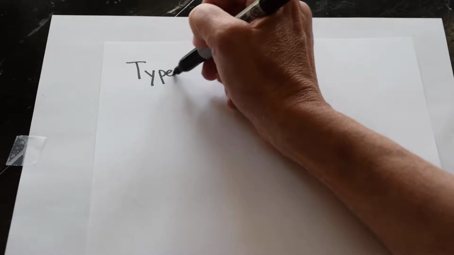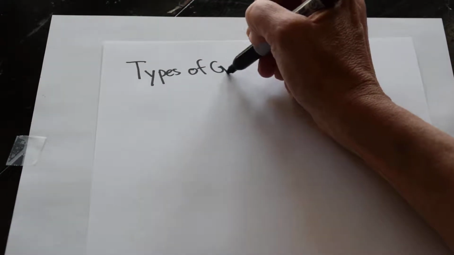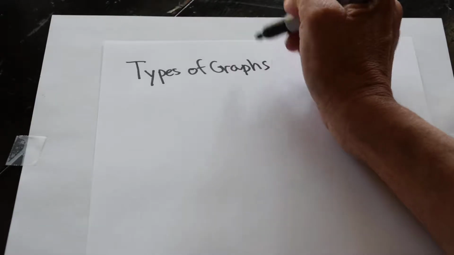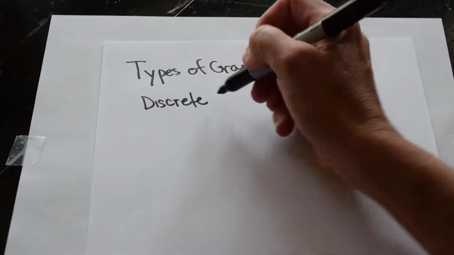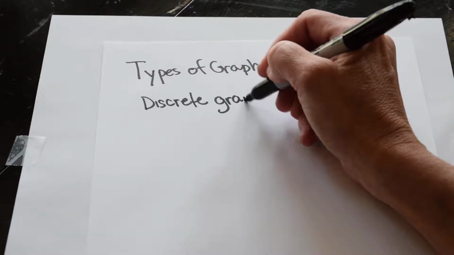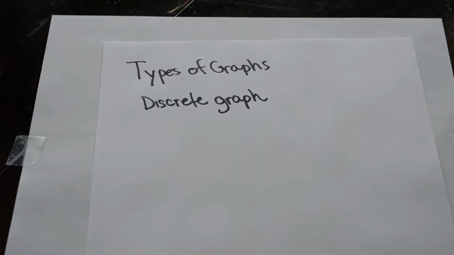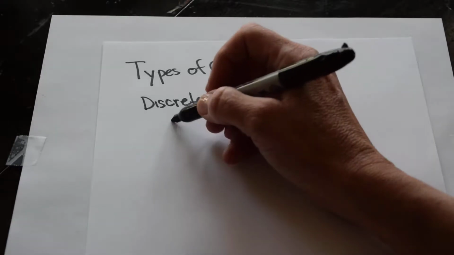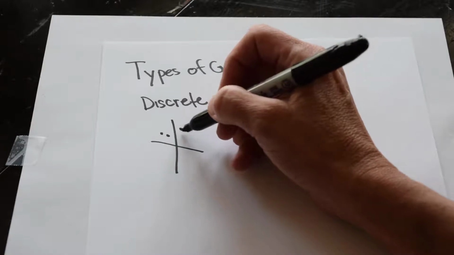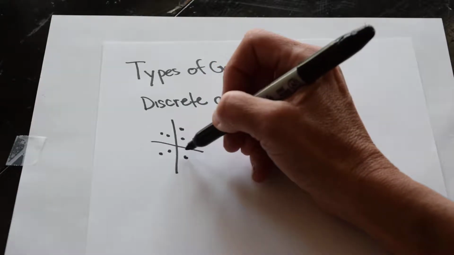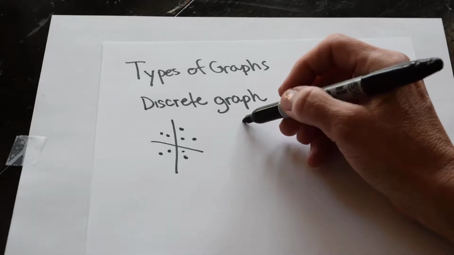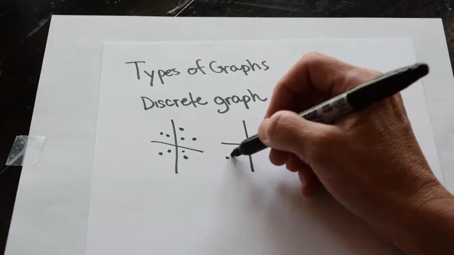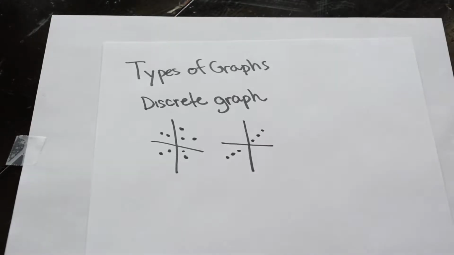Our two types of graphs, one is a discrete graph. A discrete graph is pretty easy to look at. Now we're not talking about whether it's a function or not a function. We don't care about that for this moment. Sometimes we call them scatter plots, where you see a lot of points scattered around. Or it can look really nice and pretty, in a nice pretty line.